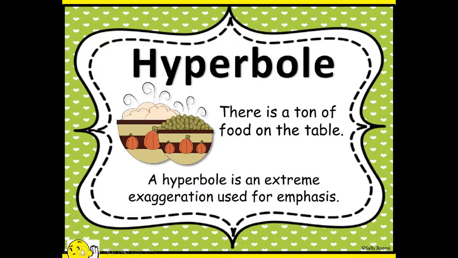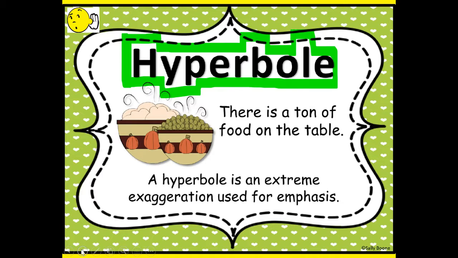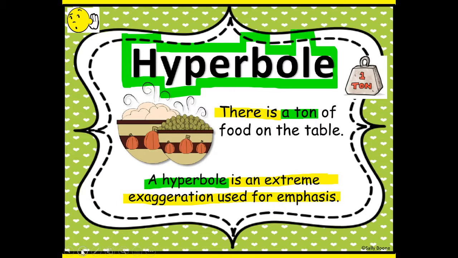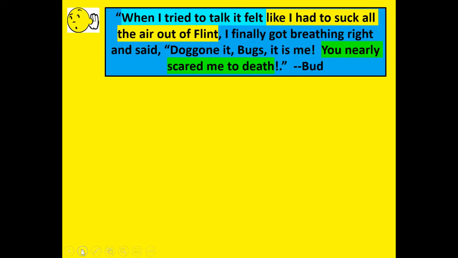So here's another form of figurative language. Hyperbole. A hyperbole is an extreme exaggeration used for emphasis. For example, there is a ton of food on the table. So here's an example of a hyperbole.